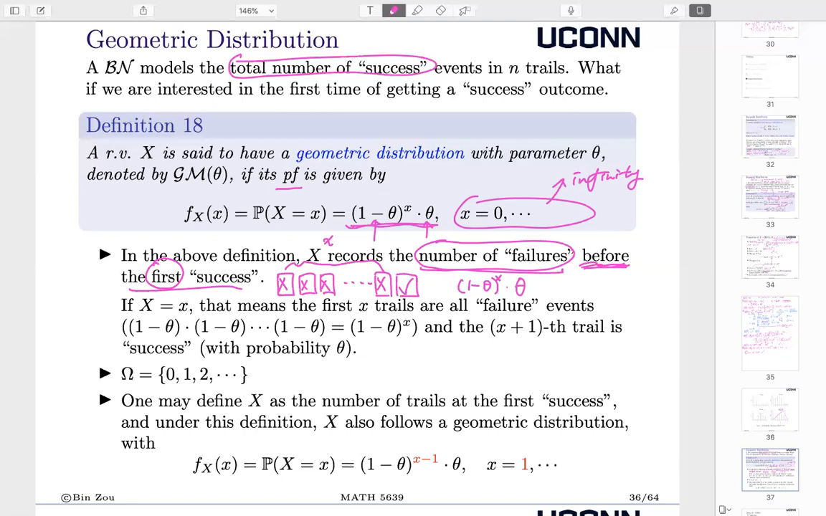By the way, we do have an alternative definition, not exactly alternative. Some slight differences here.